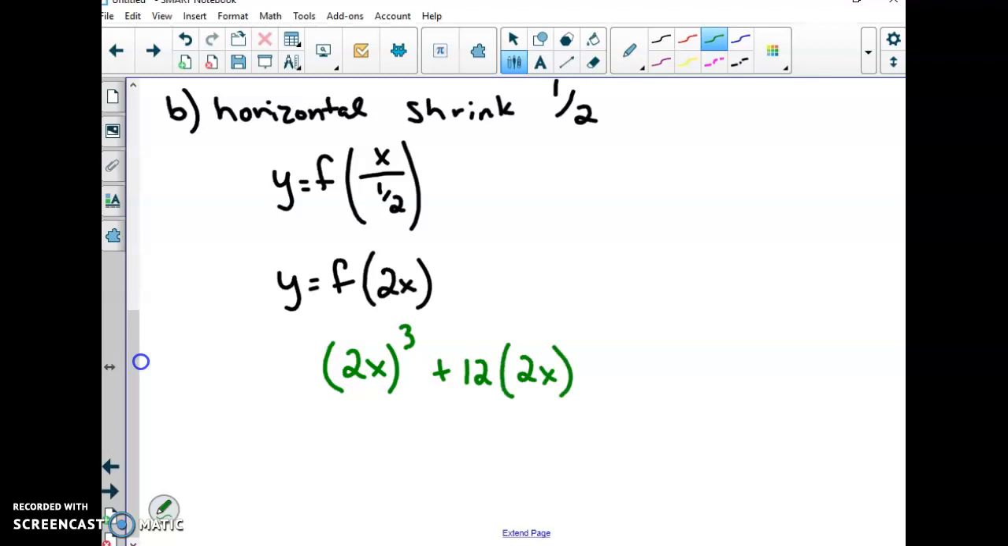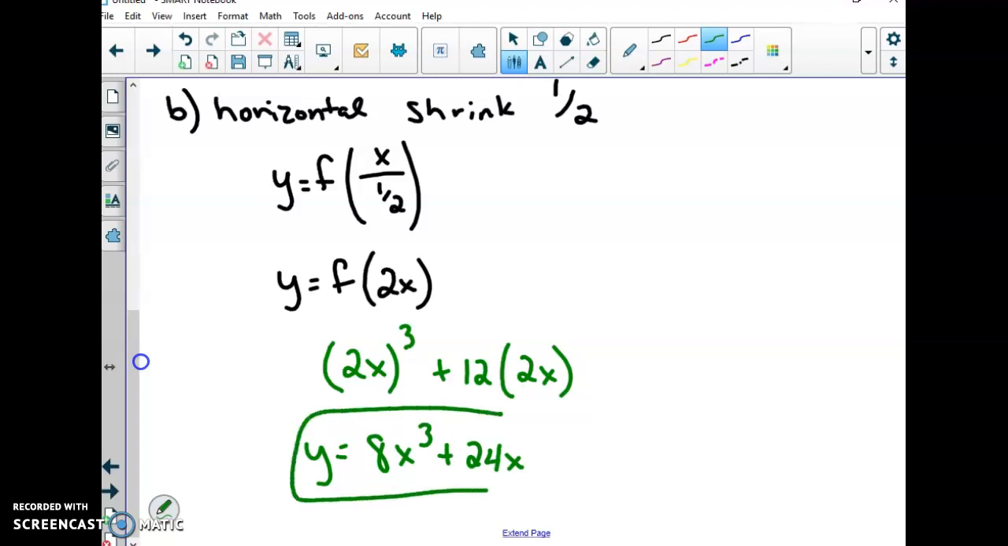So it's just a difference of where that number is going to be and how you're going to approach that. This is now going to give me y equals, 2 cubed is 8, so I have 8x cubed plus 24x. What you might think is odd is that you have a horizontal shrink of a half, but our numbers actually got larger. That's because with a horizontal, you're dividing, so it's actually going to flip it a little bit. So these are our transformations of functions. We've covered translations, we covered reflections, and last but not least, dilations.